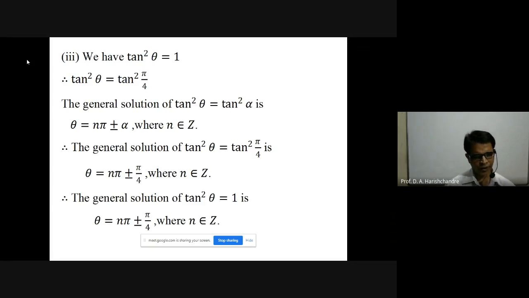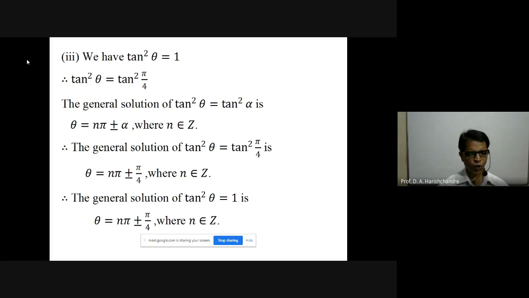It matches the standard form tan square theta is equal to tan square alpha. So the solution of that trigonometric equation is given by the general formula theta is equal to n pi plus or minus alpha, n belongs to z. In this formula, again replace alpha by pi by 4 so that you are getting the precise solution of the given trigonometric equation.